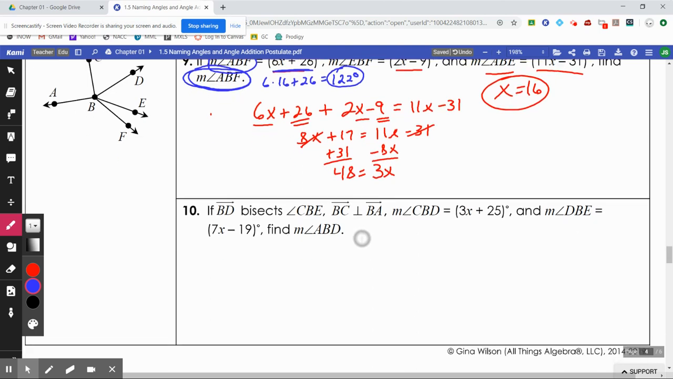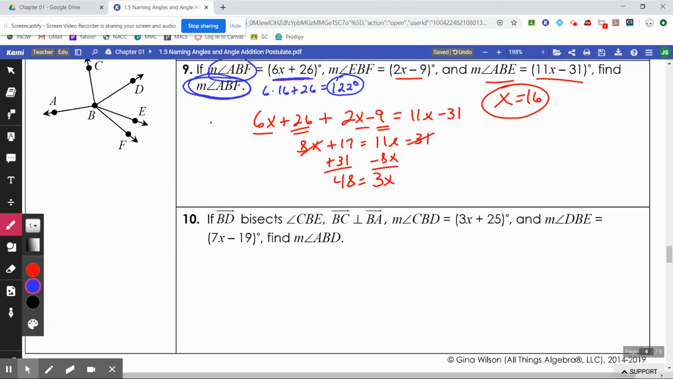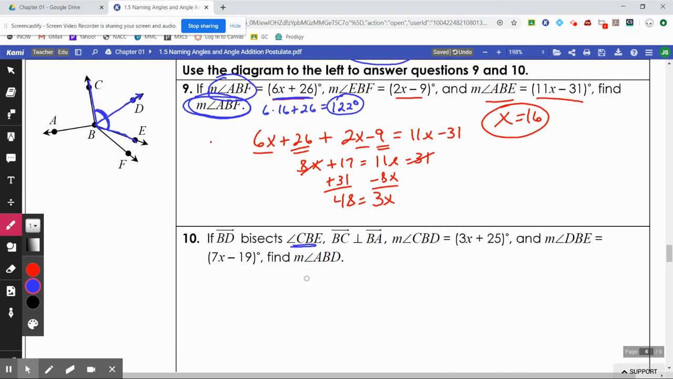Okay, last problem, number 10. Let me erase this since we're using the same diagram. BD. Okay, let me find BD. Here's BD. BD bisects CBE. And here is CBE. If something bisects, it means it cuts it into two congruent parts. So that tells me that this angle and this angle have to be congruent. And if you think ahead, I bet they're about to tell us what this angle and this angle are. CBD, 3x plus 25. That is this angle. DBE, that is this angle, is 7x minus 19. Those two angles, I've already told you, have to be the same.